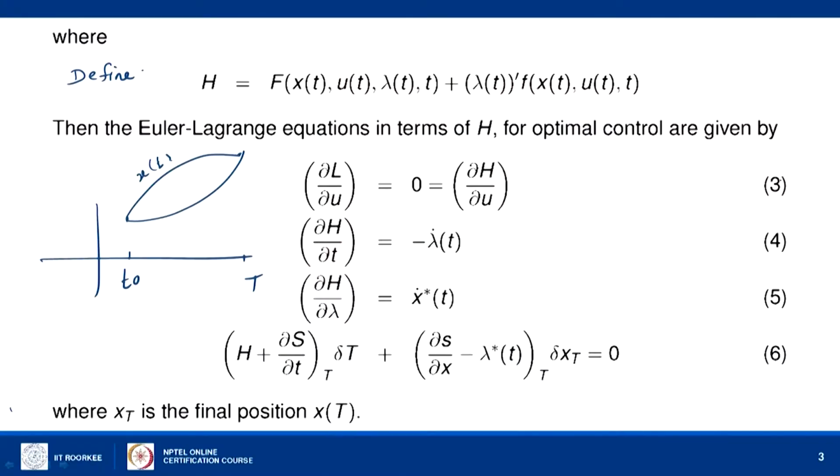For doing that, we proceed using these equations 3, 4, 5 subject to the boundary condition. Now, if you observe the boundary condition, the final position is fixed, therefore del x of T has no variation in the final position. So, this is 0, but del capital T is arbitrary, there is a variation. So, the boundary condition is H plus del S by del t at capital T should be equal to 0. So, that is the boundary condition, other conditions are given here.